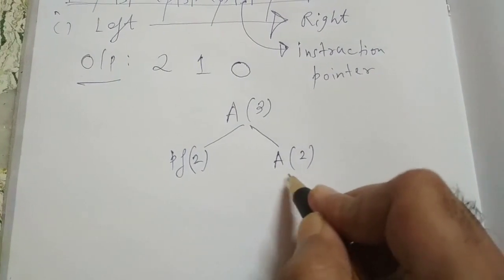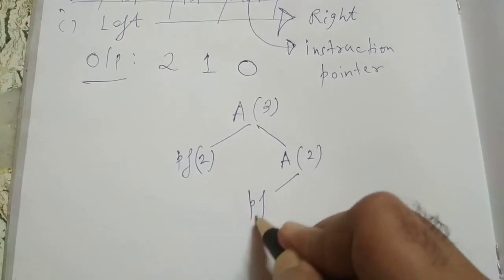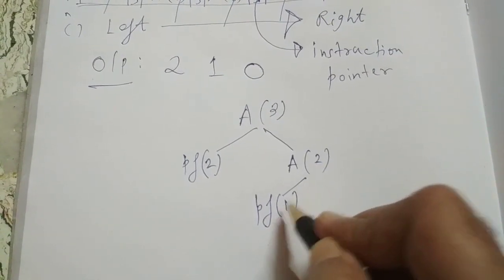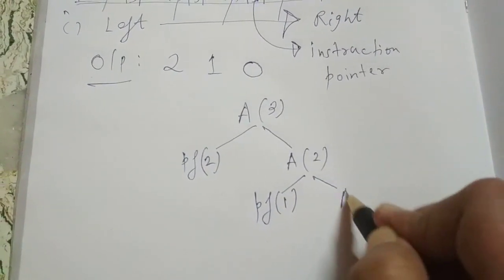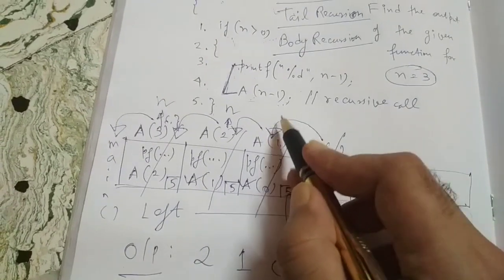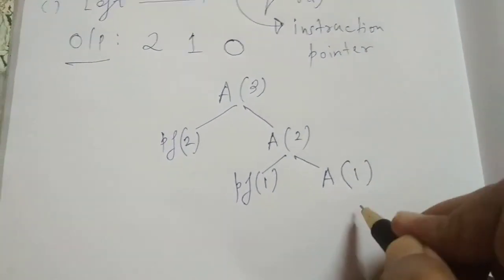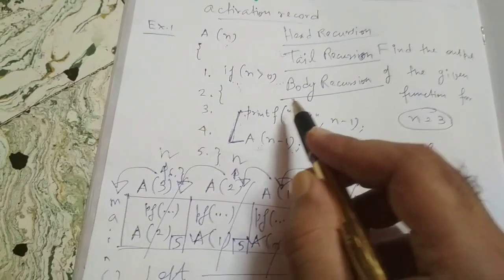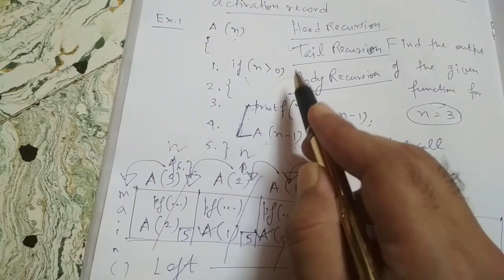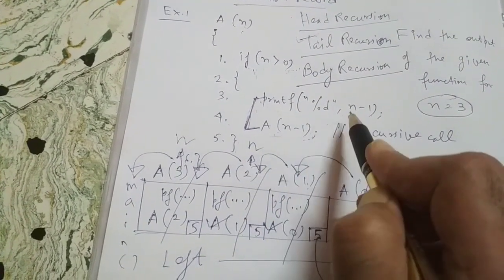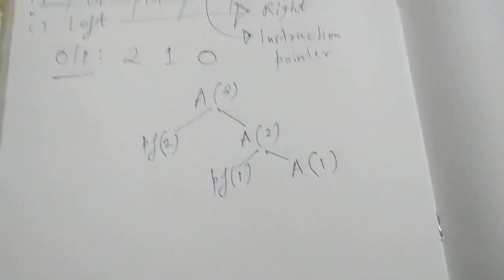So A of 2 will also execute a printf statement, which is n-1. So 2 minus 1 is 1, and it has to make a recursive call to n-1. So it will make a recursive call to A of 1. Further, you will check for A of 1, is 1 greater than 0? Yes. So you come inside and you print. What do you print? 1 minus 1, which is 0.